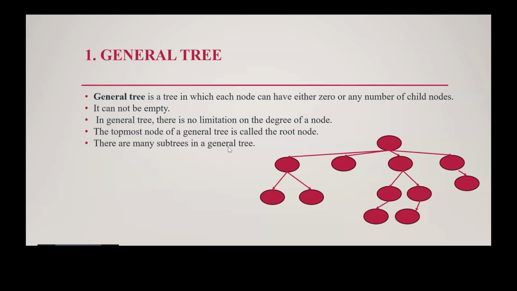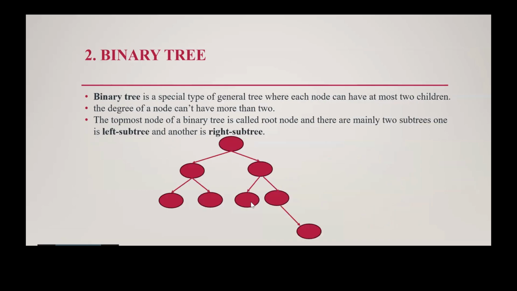And the topmost node of a general tree is called the root node. As we know, the root is the topmost element present inside the tree structure. Here also the topmost element we call the root. There are many subtrees, because any number of children can be possible. That's why any number of subtrees can be possible.